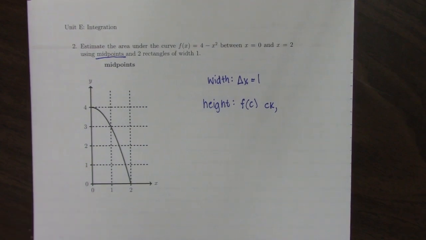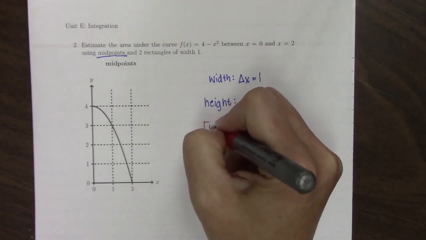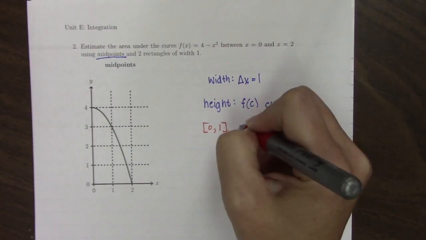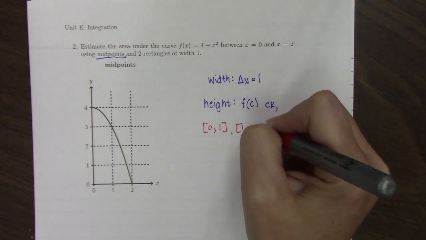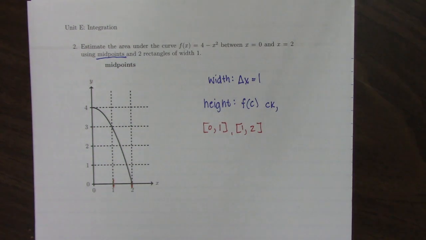So my subintervals are going to look the same. The first rectangle starts at 0 and goes to 1. My second rectangle starts from 1 and goes to 2. So I know that this is where my rectangles begin and end. But the heights, it said use the midpoints.